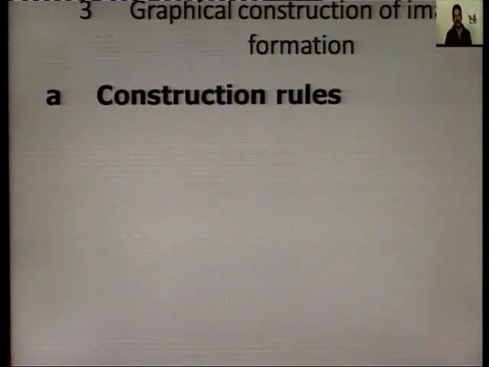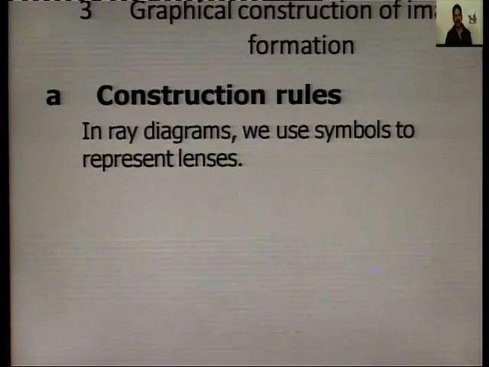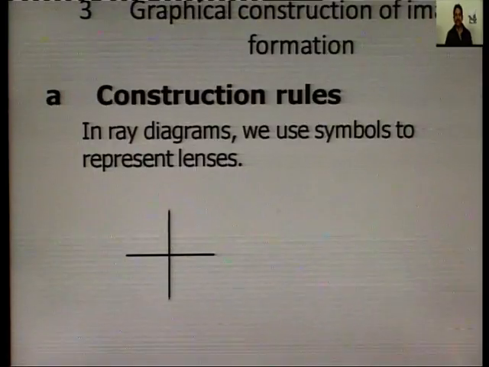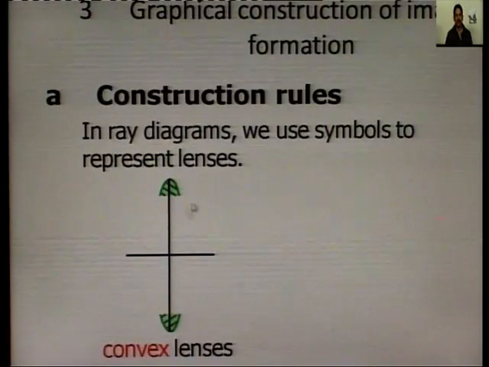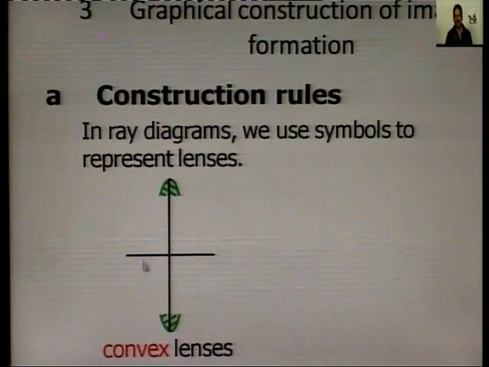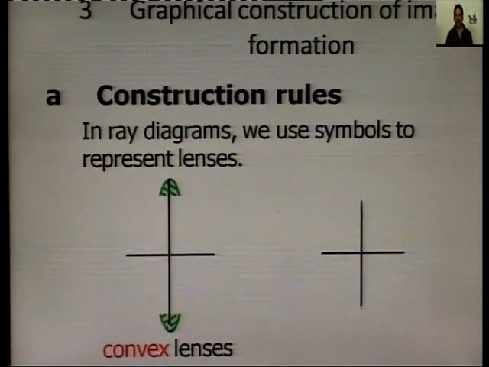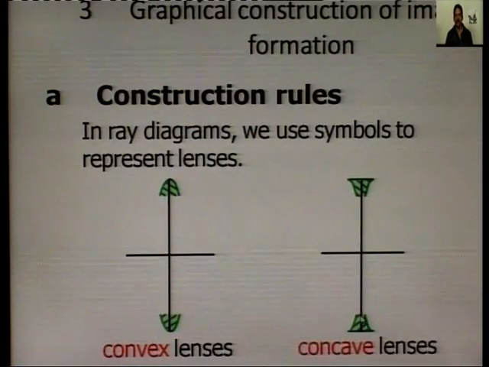So, let us discuss the graphical construction of image formation by a lens. Let us discuss the construction rules which are followed while constructing an image formed by a lens. In ray diagrams, we use symbols to represent the lenses. So, this symbol is used to represent a convex lens, and this symbol is used to represent the concave lens.